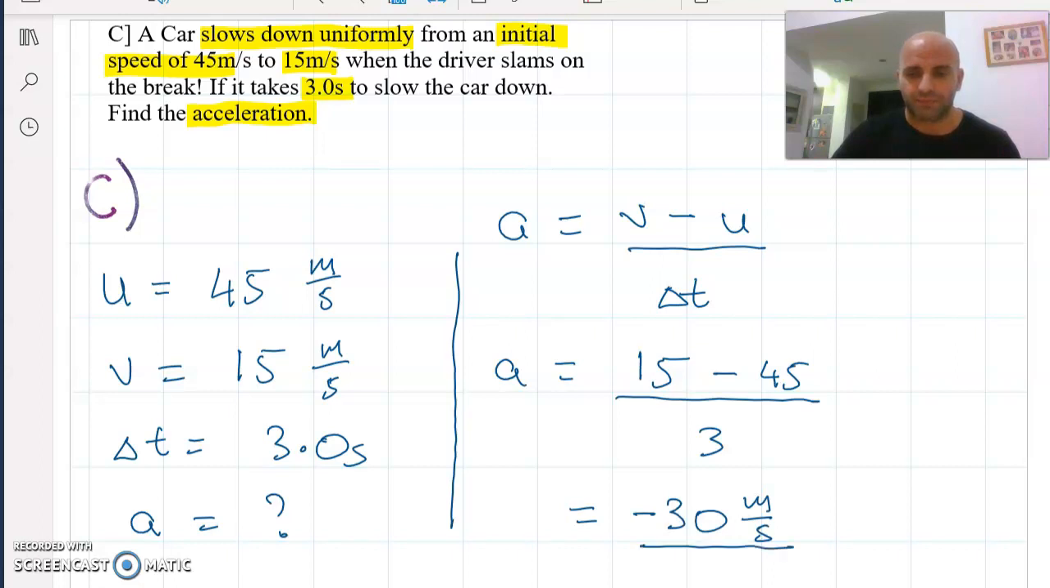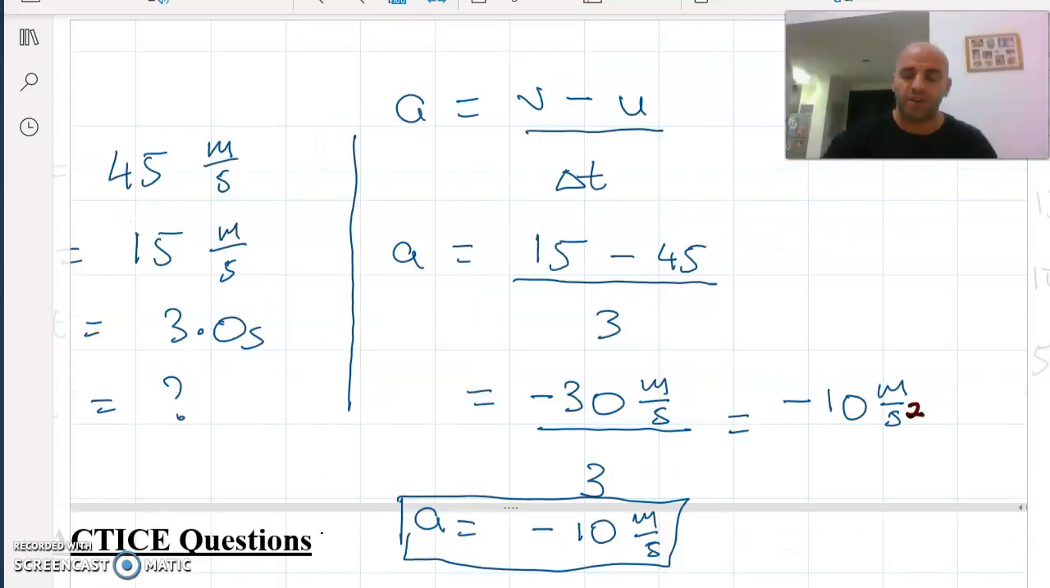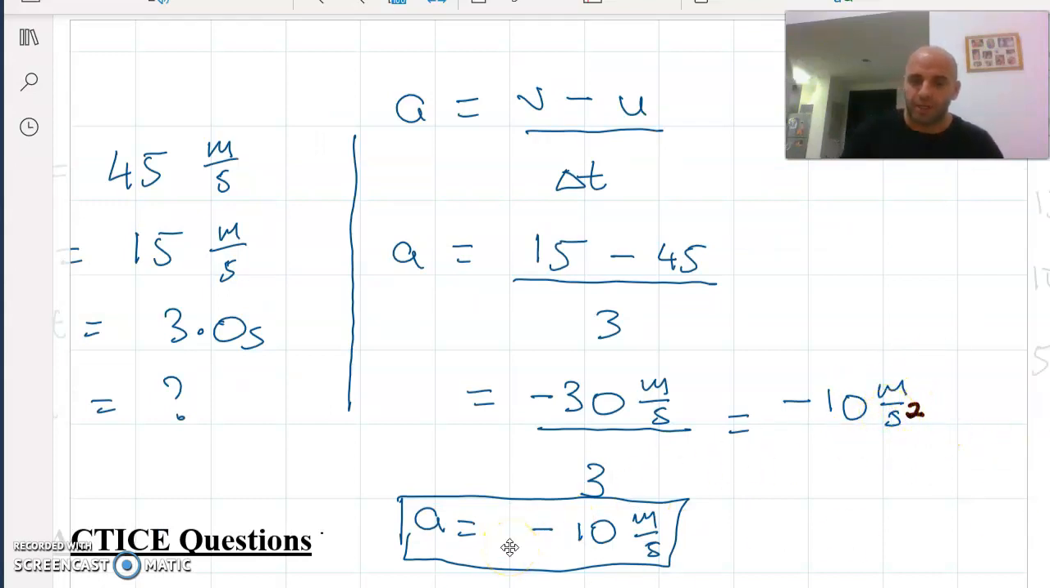So 15 take away 45 is negative 30 meters per second, divided by the time, which is 3 seconds, and of course that gives us an acceleration of negative 10 meters per second squared. I do apologize, on the OneNote it says 10 meters per second. I'm going to change that on your OneNote. So we've got our final answer, and I've adjusted the units to make them correct. So my final answer for the acceleration is negative 10 meters per second squared.